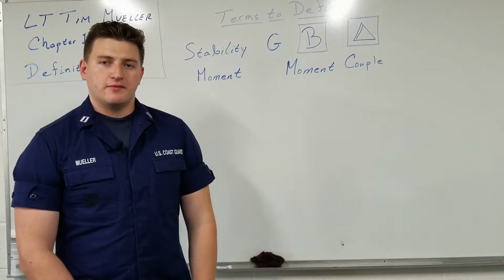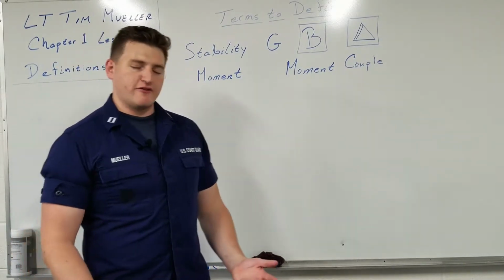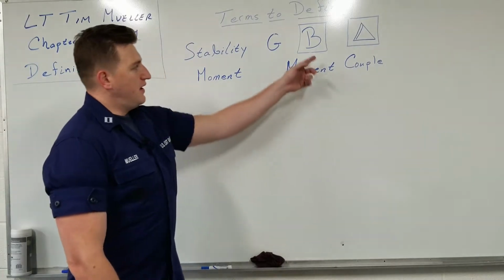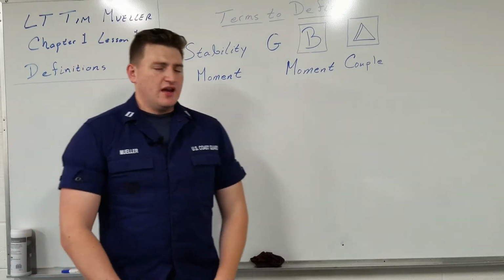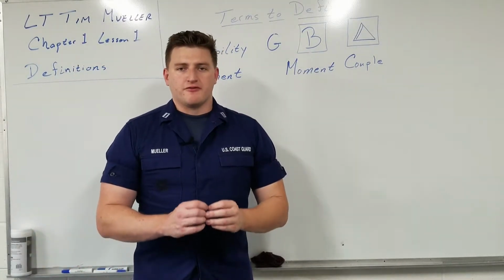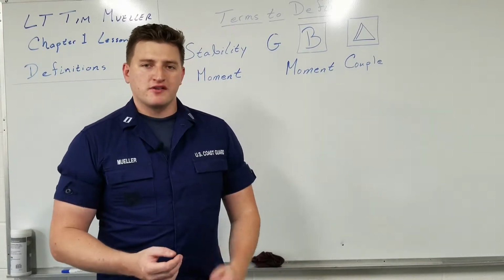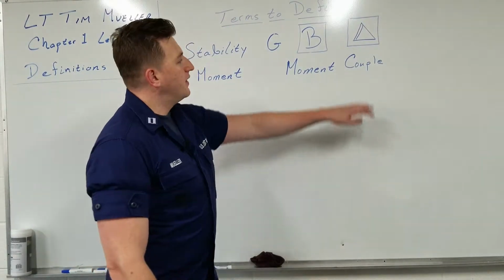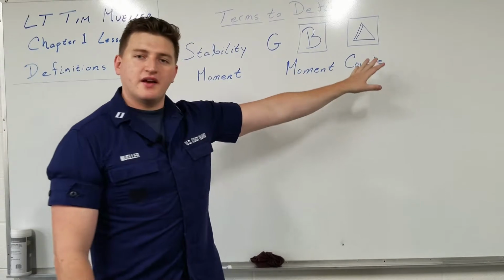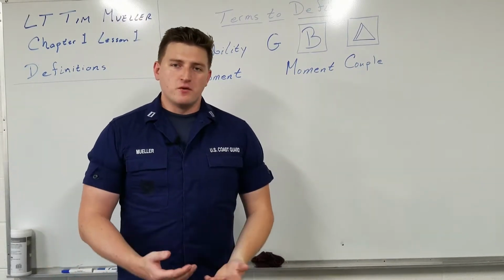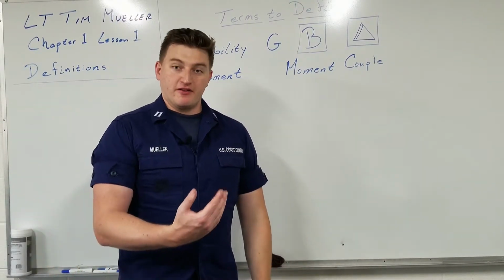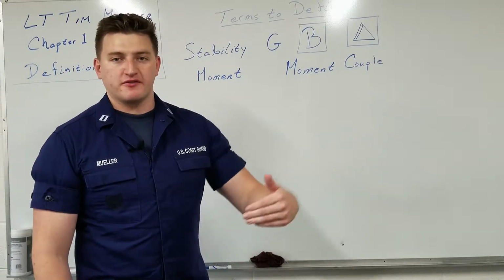I talked about this a little bit earlier in Chapter 0, so if you want to refresh your memory, you can look at those videos. B, the center of buoyancy, is the point in the system through which all upward forces of buoyancy can be modeled. And then delta is the force of buoyancy, which is also the force of gravity.